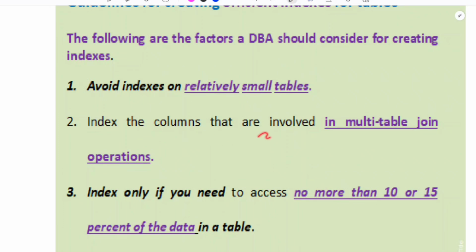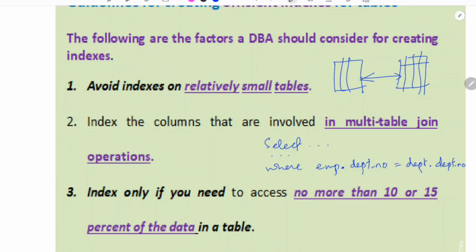Second, index the columns that are in multi-table join operations. See, if you are having more than one table, then how do we get the data from more than one table? We will write a join condition, based on the foreign key or something like that, we will write a query using the join condition. So here I have given a join condition example. Suppose you have a query like this, select from table etc., where employee.department number is equal to department.department number. This is an example of a join condition in the query.